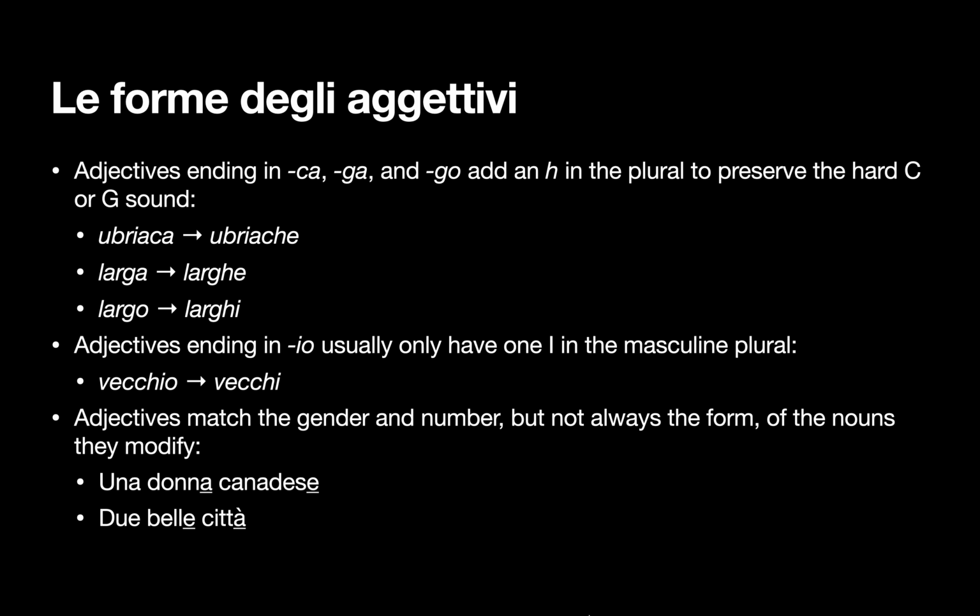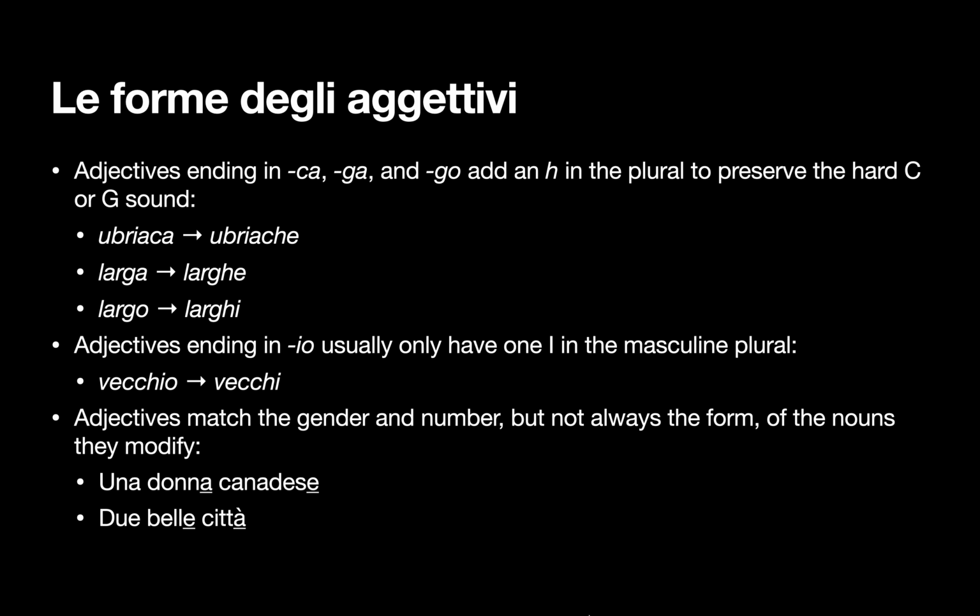So there are a few details here. Adjectives that end in ca, ga, and go add an H in the plural after the C or G to preserve the hard C or G sound. That's a spelling change because of what we discussed about a C or G that's followed by an E or an I sound automatically becoming a ch or a j. So in these cases, the H is added to make sure that it's still pronounced with a k or a g. So ubriaca, drunk, becomes ubriache. Larga, which means wide, becomes larghe. And largo, which is the masculine form of wide, becomes larghi in the plural.